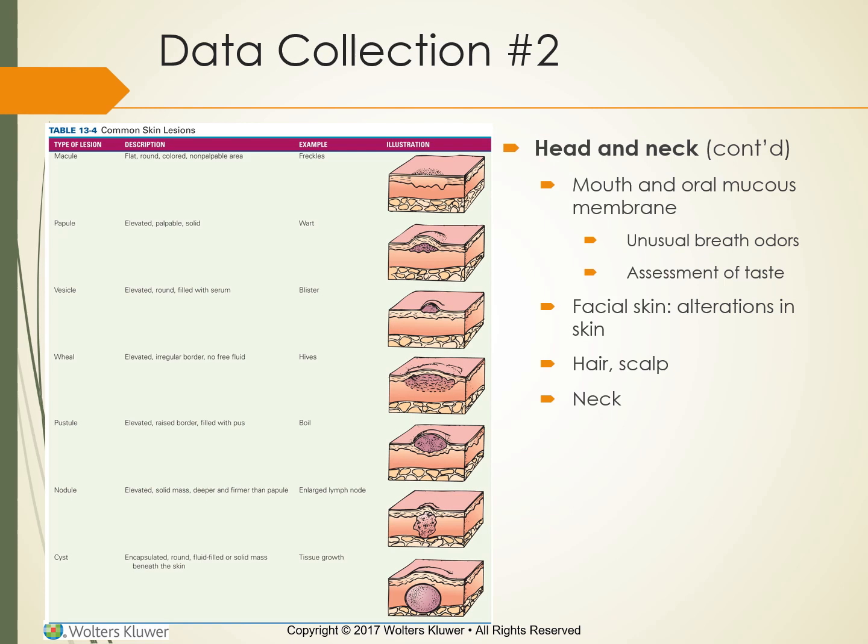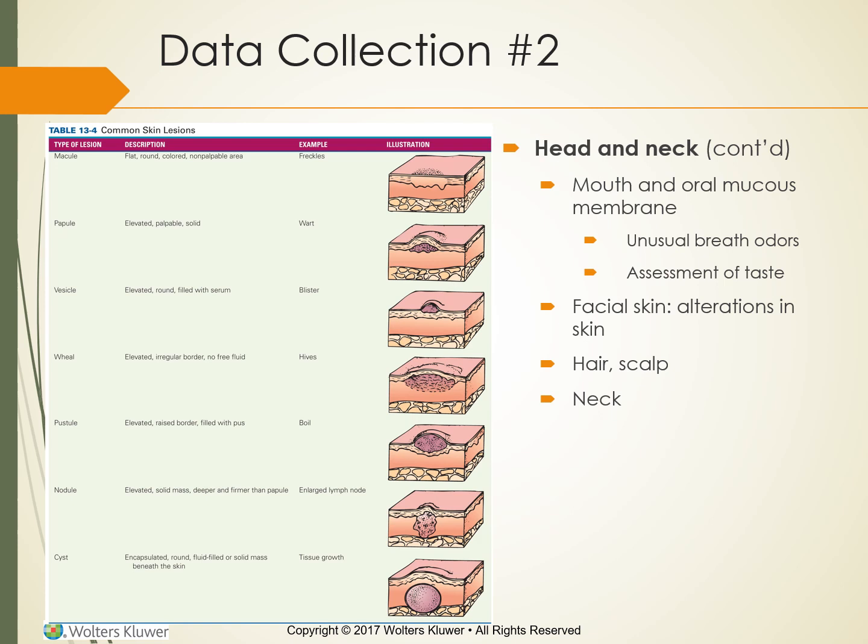Here are some common skin lesions listed on the left side of this slide. On page 243 in Timby Fundamentals, you can see this better. They have examples of macules, papules, vesicles, wheals, pustules, and nodules, and cysts. So the first one is a macule, which is a flat, round, colored, non-palpable area that you could see on the skin.